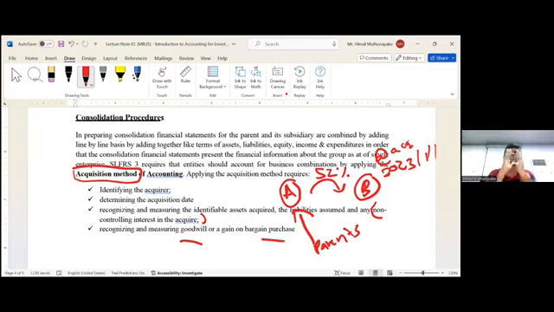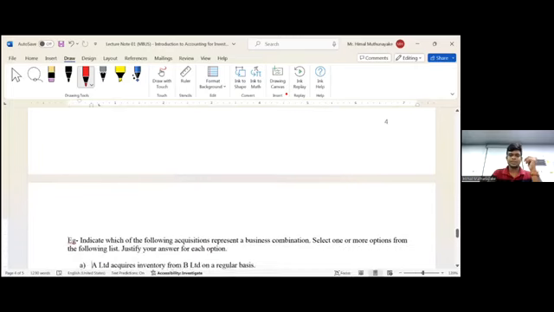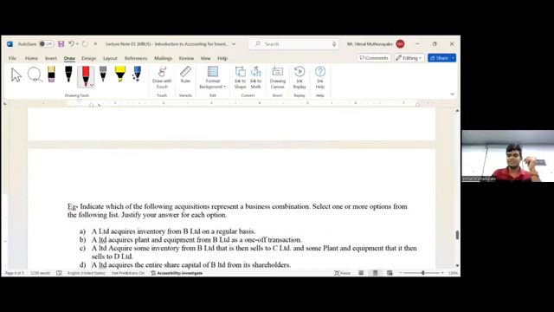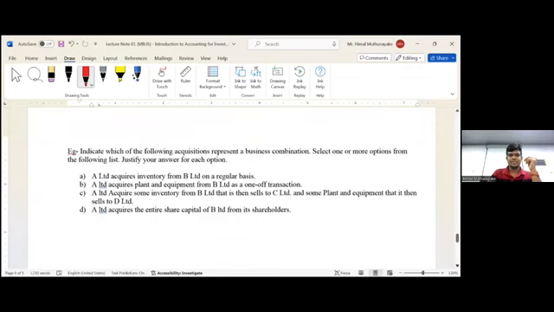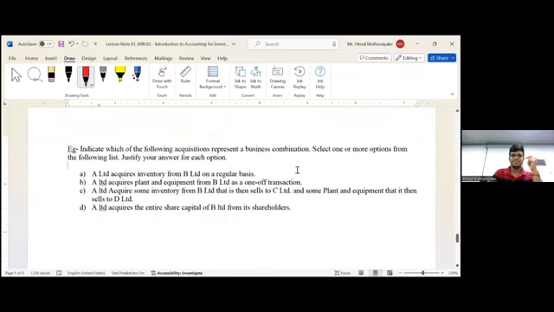So this is the basic consolidation procedure that we need to follow. This is another exercise that you will be having. It is taken from the CPA Australia study pack, so this is not available in your tute. I found this just this morning and incorporated it into the tute, so try to answer this.